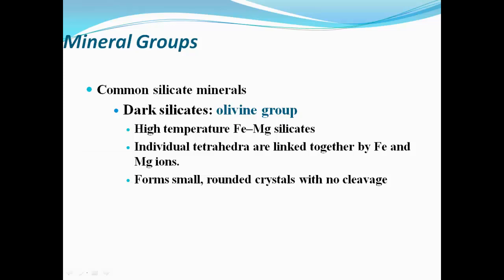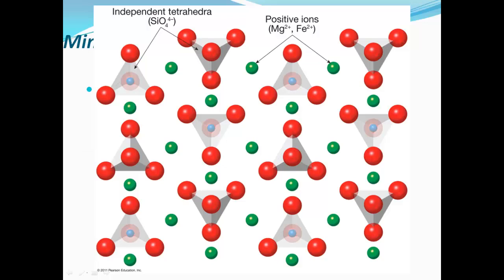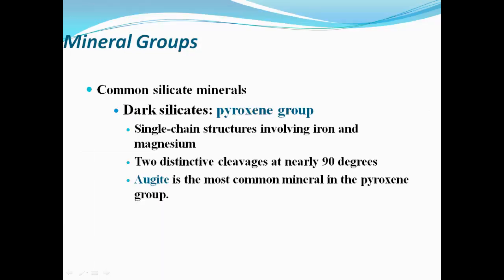Now the dark silicates, first we have the olivine group. These are high temperature iron and magnesium silicates. Individual tetrahedra are linked together by iron and magnesium ions. They form small round crystals with no cleavage. So here's a little graphic showing the individual tetrahedra. They're loosely bonded together by magnesium or iron ions.